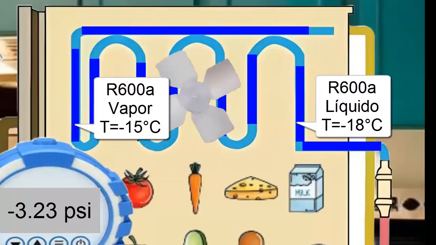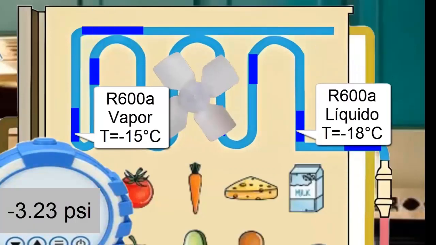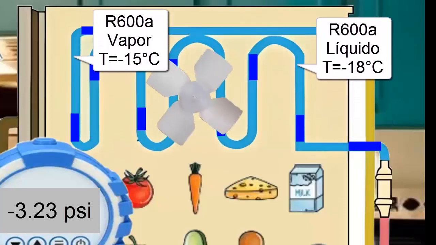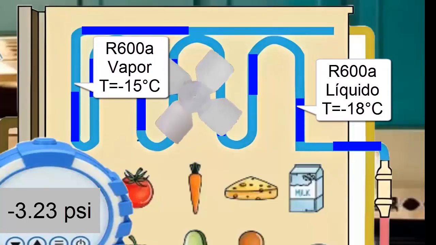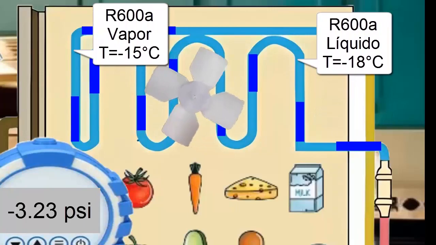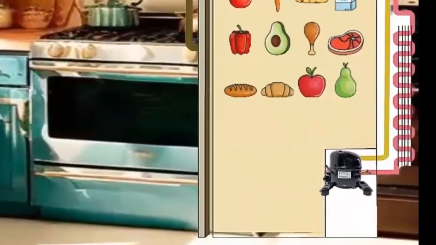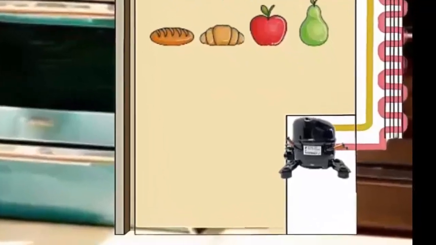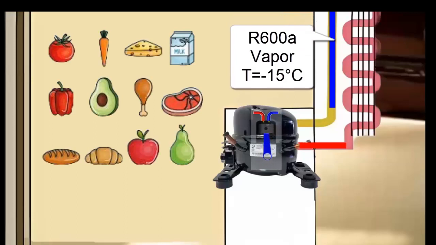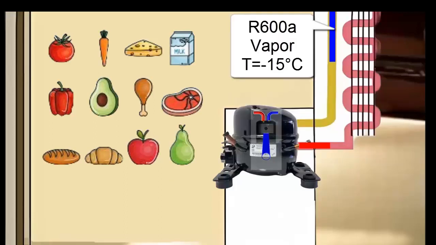Although the temperature has a slight change, the same does not happen with the pressure, and we can approximate and say that the pressure of R600A at the exit of the evaporator is practically the same, that is, it still amounts to negative 3.23 pounds per square inch. The R600A, now in a vapor state, goes to the compressor through the suction pipe, which we can identify as the thickest pipe of the compressor.